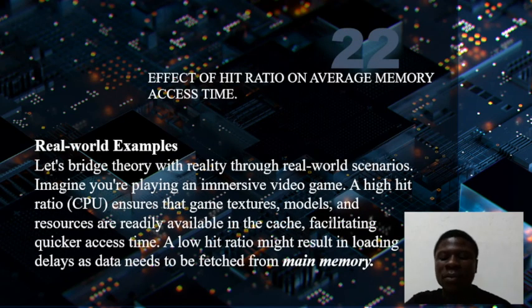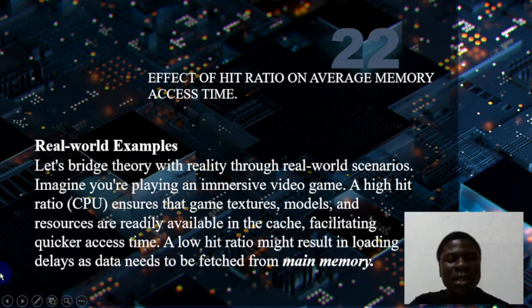Putting all we have talked about here in a real world scenario, imagine you are playing an immersive video game like GTA, FIFA 23 or something. A high hit ratio, that's the CPU, ensures that the game textures, models, and resources are readily available in the cache, as explained in the diagram in the picture previously, facilitating quicker access time.